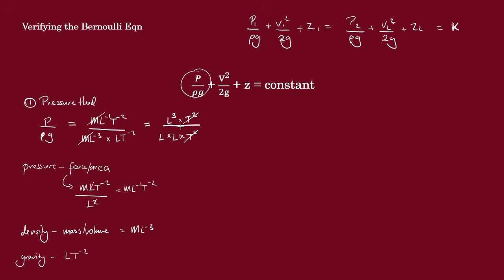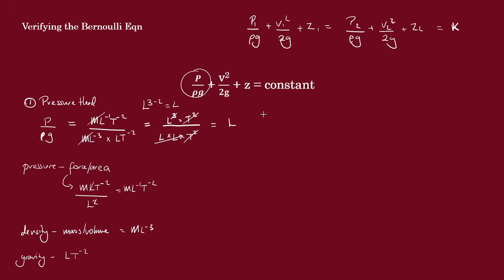Simplifying this, T squared cancels T squared. This is going to end up being L squared. And these are both going to cancel out one term of this. So it's going to be L to the power 3 minus 2, which is going to be L. Okay, which gives us L. So the dimension of the pressure head, the dimensions of pressure over rho g, gives us L. Okay, let's look at the next term.